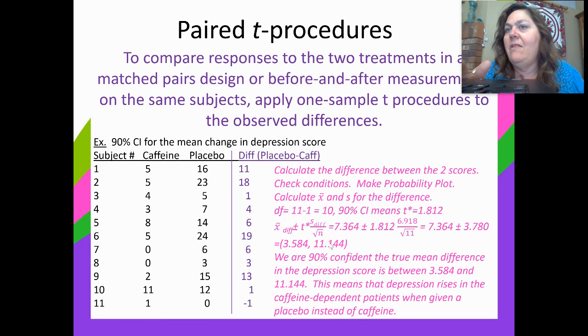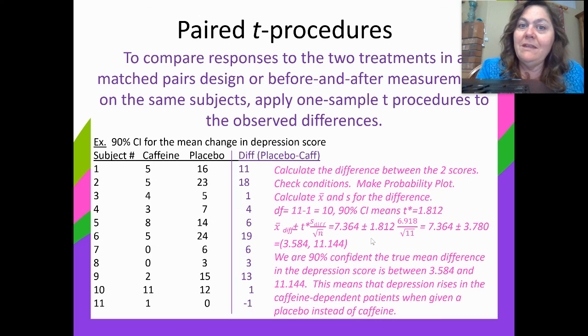After running all the math, you get this CI. So we've done our state, our plan, our do, and then our conclude is: we are 90% confident the true mean difference in the depression score is between 3 and 11. Now we're putting in context: what does this mean? This means that depression rises in the caffeine dependent patients when given a placebo instead of caffeine. So all these patients, I guess, were caffeine dependent. They didn't get their caffeine, they got a placebo, and it did show that they need some help with the caffeine, I guess.